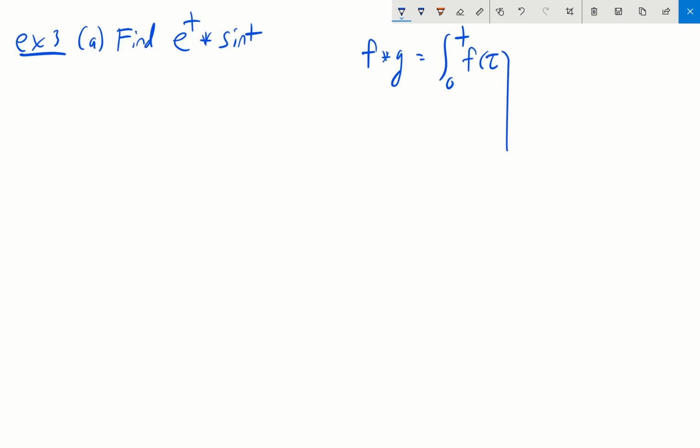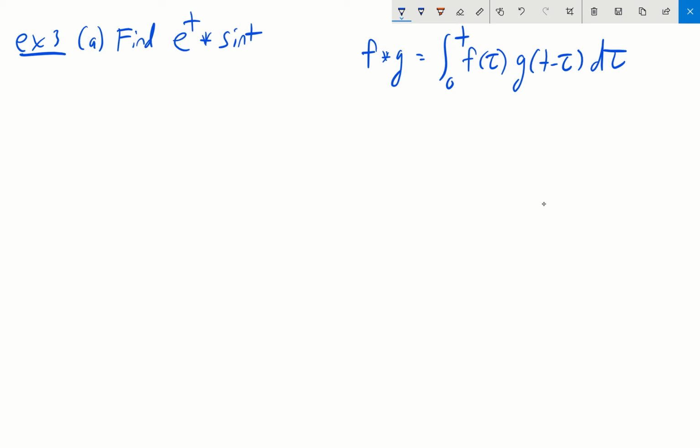So for 3 part A, we're asked to find, or evaluate perhaps, the convolution of the function e to the t with the function sine of t. Okay. So let me just write down that definition again. If we have f convoluted with g, this is the integral from 0 to t of f of tau times g of t minus tau d tau. Here the function f is e to the t. The function g would be sine t.